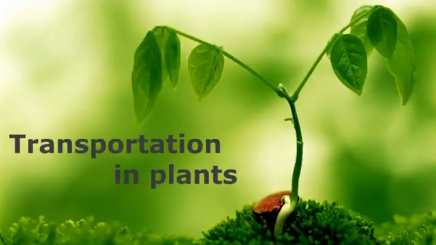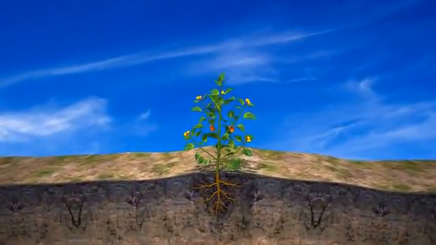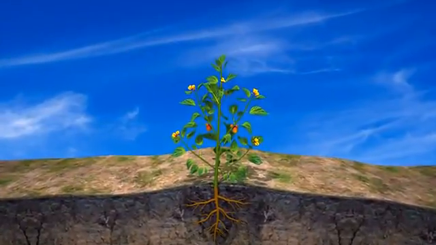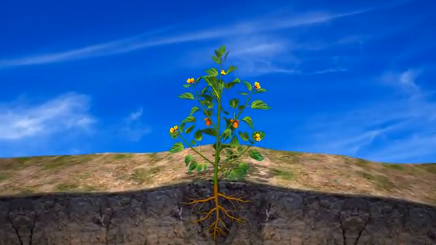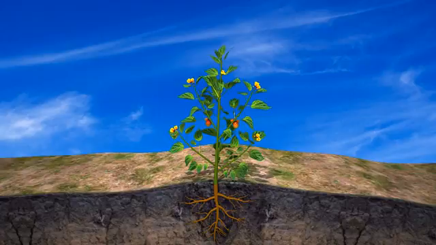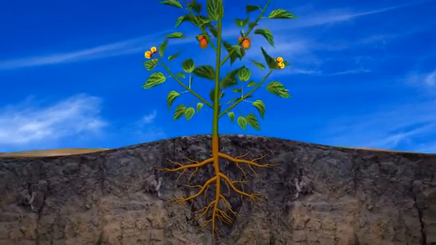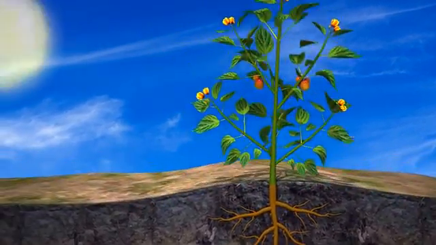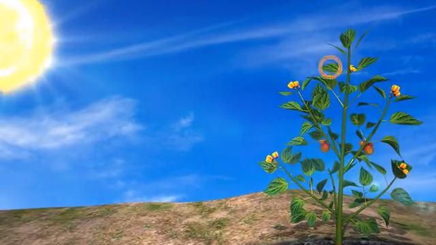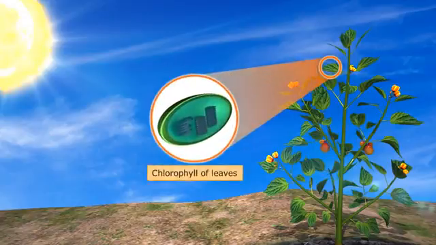Transportation in plants. As we've discussed earlier, plants prepare their own food using simple inorganic compounds such as CO2, water, along with some raw materials, and photosynthesize energy in the presence of sunlight, stored in the chlorophyll of leaves.